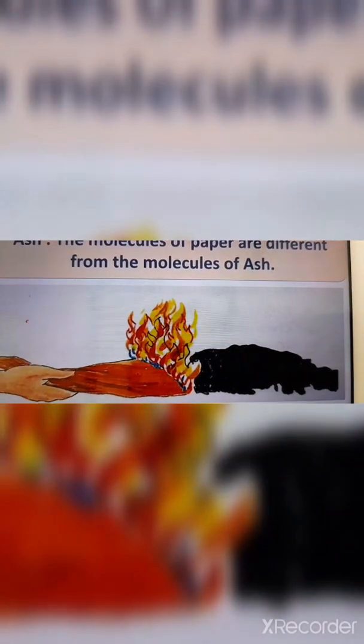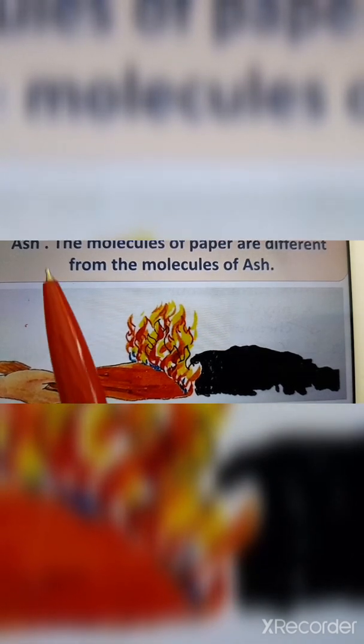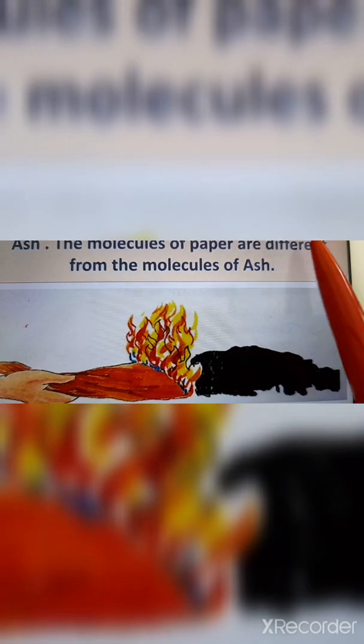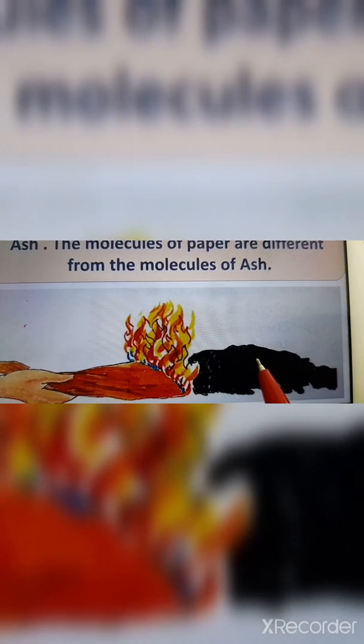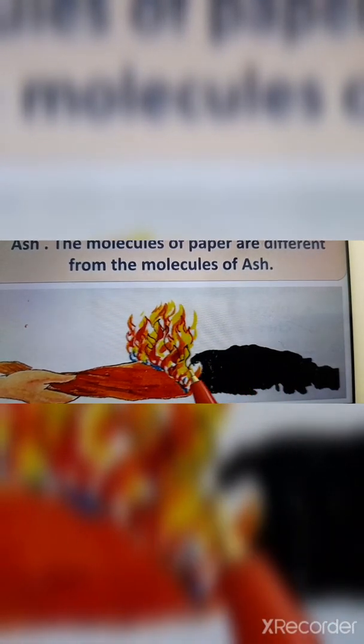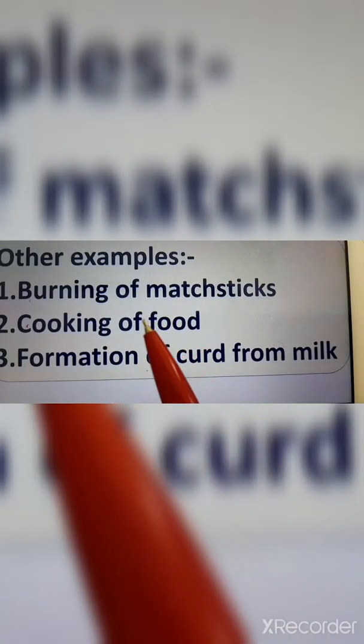Okay, so let's take an example of fire. Here, a log of wood is burning, and if a piece of paper is burnt, it changes into ash. The molecules of paper are different from the molecules of ash. You can see here, this is burning paper and this is ash. Okay, children? So this is a chemical change. This is a total change.